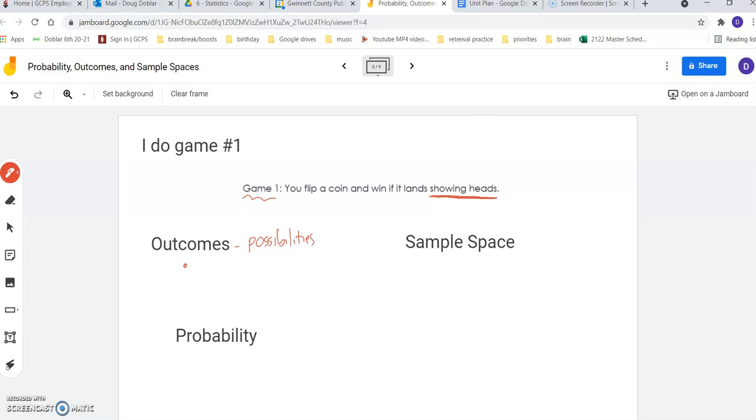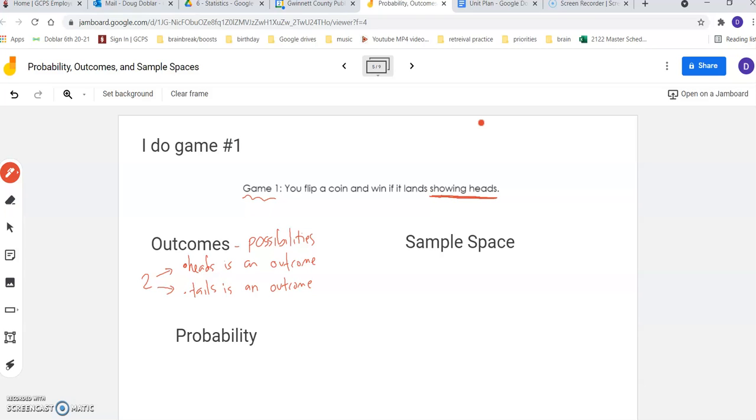In this case, there's not very many, right? Heads is an outcome, and tails is an outcome. Those are the only possible outcomes. That's what that word means. It's just a thing that could happen. So in this case, there are two possible outcomes. I'll even put 2 and write what they are. So when I talk about the word outcomes, that's what I mean: what are the things that could happen?